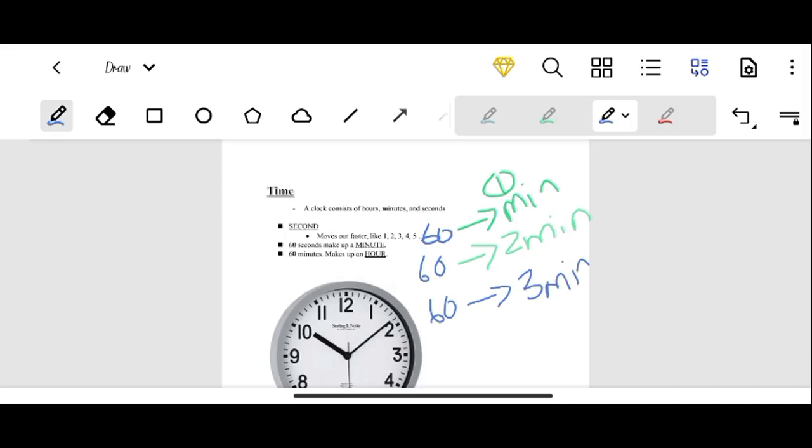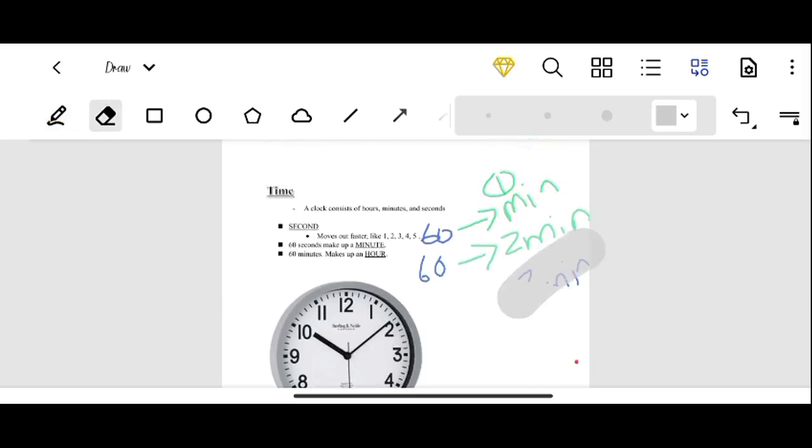The moment it reaches 60 minutes, that's where it forms what we call an hour. So what we have to note is that seconds move faster from 1 to 60. The moment it reaches 60, it forms 1 minute. The moment minutes approach 60, they form an hour. Okay, perfect. So let's jump to this part.